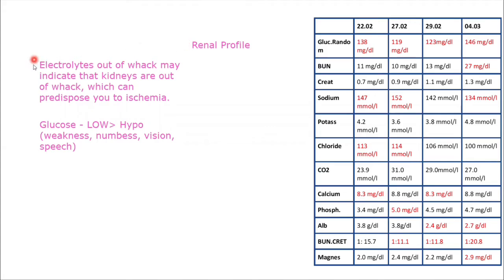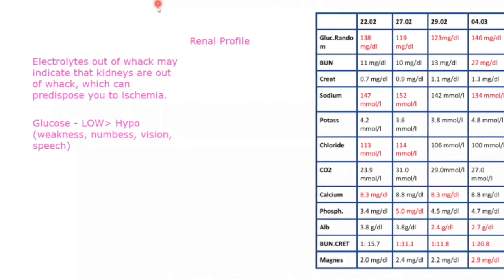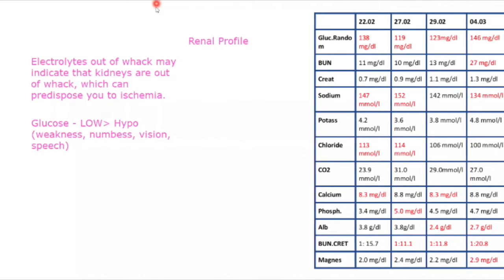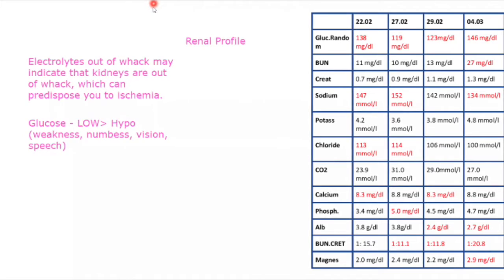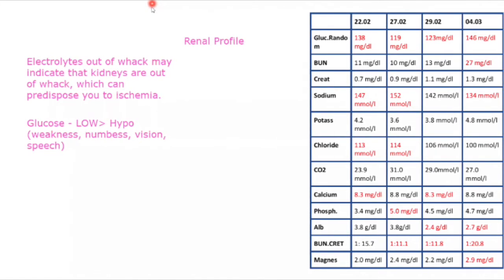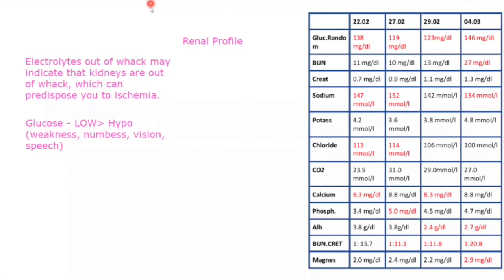Alright, so renal profile. Electrolytes out of whack may indicate that kidneys are out of whack, which can predispose you to ischemia. And the first renal profile area we're going to look at is glucose. Now, low glucose is hypoglycemia, and some of the clinical manifestations of hypoglycemia include weakness, numbness, vision changes, and speech difficulties. Does that sound familiar to you? It should. And this is why lab results, particularly the renal profile, is important, because it will help you to rule out if the patient is just presenting with hypoglycemia. And it can also help you to determine if the patient is diabetic as well.